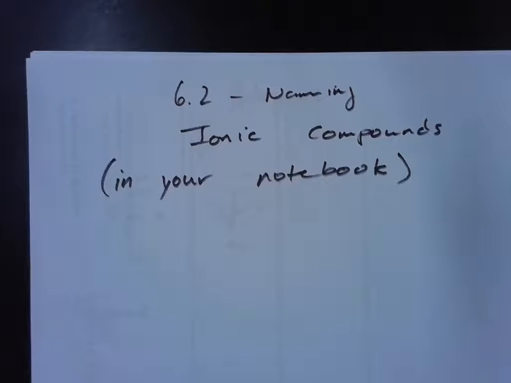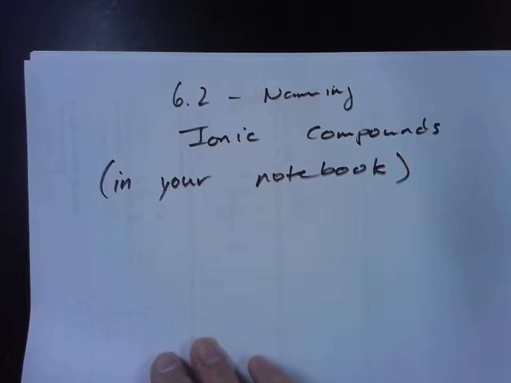Okay, this is 6.2 notes, naming ionic compounds. We're going to go ahead and do this in our notebook because, quite frankly, the notes that are provided, the worksheet, is just not very good. So I'm going to try to make this as easy as possible, and we're going to start with the example that we're already familiar with, which is fluorine.